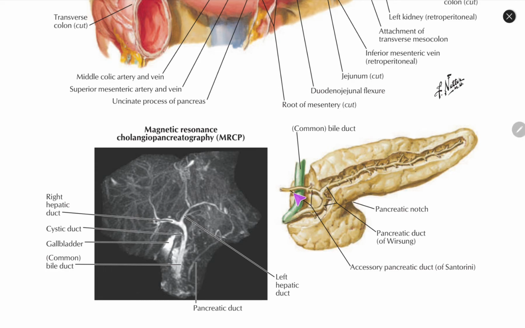The accessory pancreatic duct begins in the lower part of the head of the pancreas. It crosses the front of the main duct, and it is opening into the duodenum through the minor duodenal papilla.